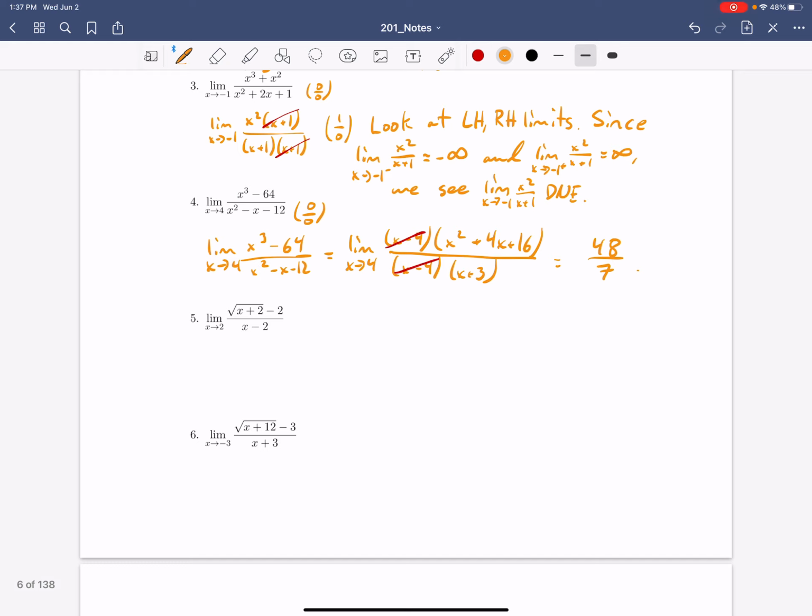Numbers 5 and 6 are a little bit more involved because of these radicals, right? It requires a different technique. Okay, so we're gonna cover that in class tomorrow, but you will not be quizzed on that.